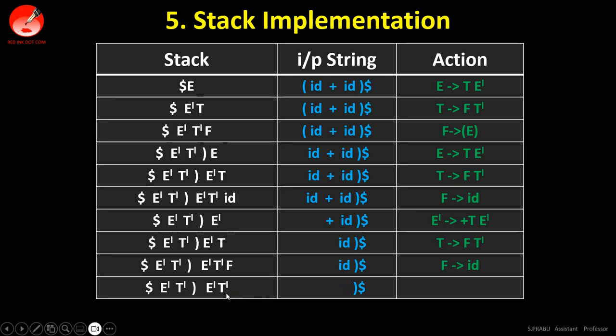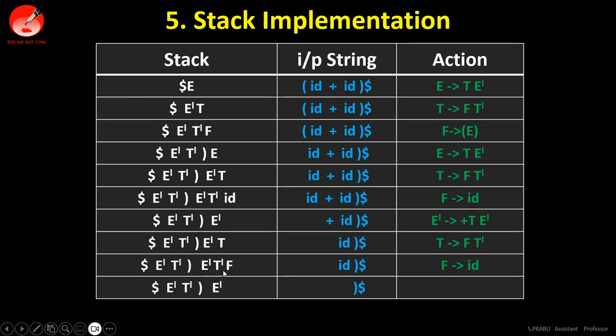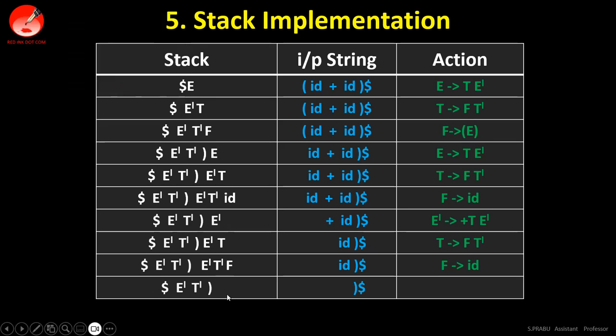The remaining elements are T dash and closed bracket. Check the T dash and closed bracket, that is epsilon symbol. So epsilon symbol means you can remove this element. Then E dash and closed bracket. E dash and closed bracket also having epsilon element. So instead of E dash, you can write epsilon here. Epsilon means there is no element, so you can remove it.